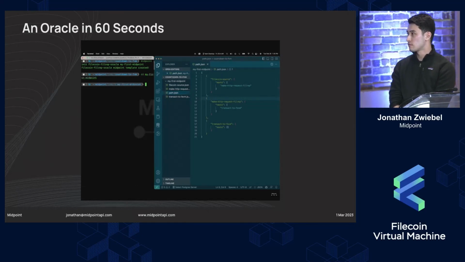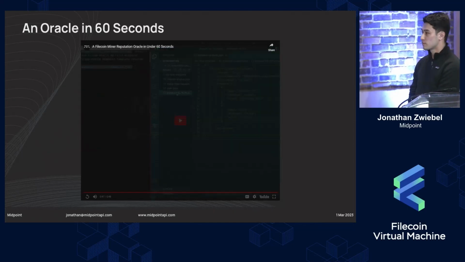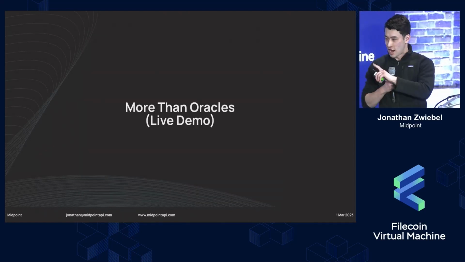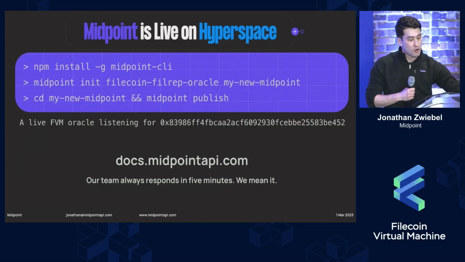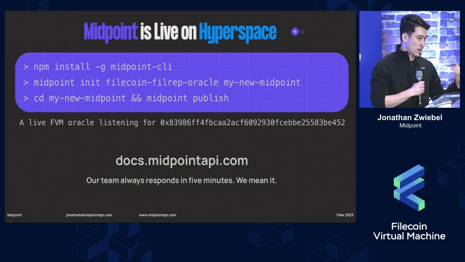Publishing this midpoint is as simple as running midpoint publish. Now, we have a live oracle that is serving requests. All right, and I don't have a live demo here, but what that showed is how in under 60 seconds, you could spin up an oracle that is live on Filecoin serving requests.